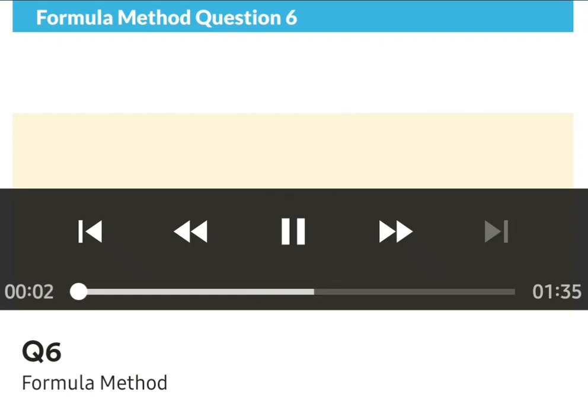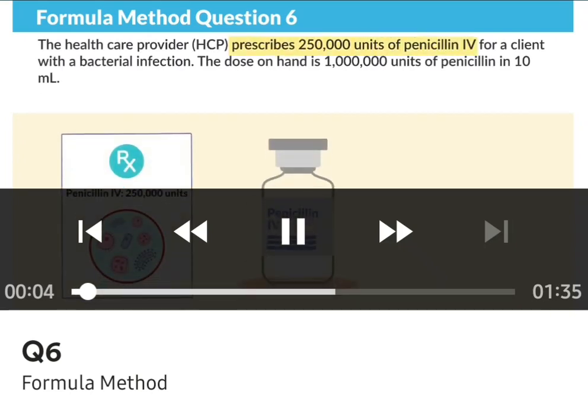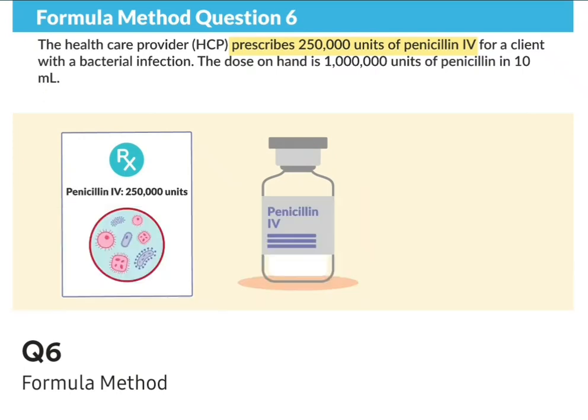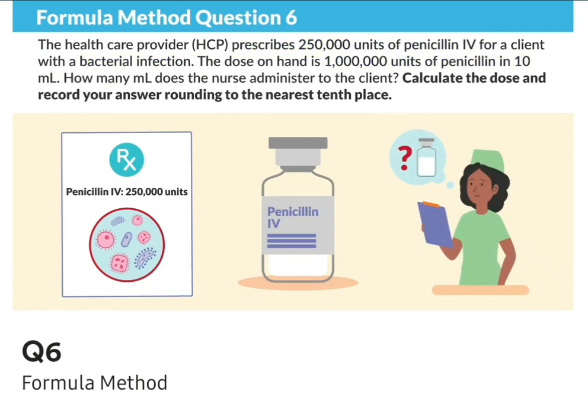Moving on to question 6. The healthcare provider prescribes 250,000 units of penicillin IV for a client with a bacterial infection. The dose on hand is 1 million units of penicillin in, key number, 10 mLs. Okay, now it's getting a little bit tricky. How many milliliters does the nurse administer to the client?